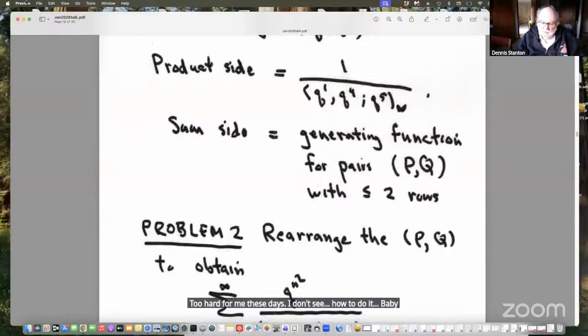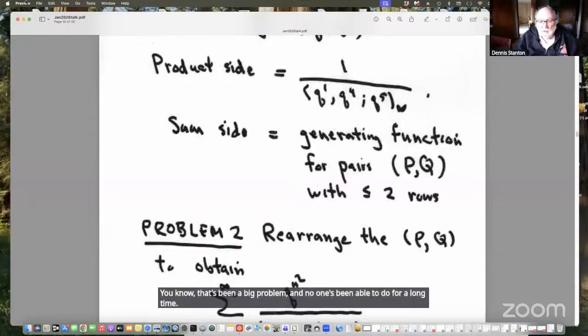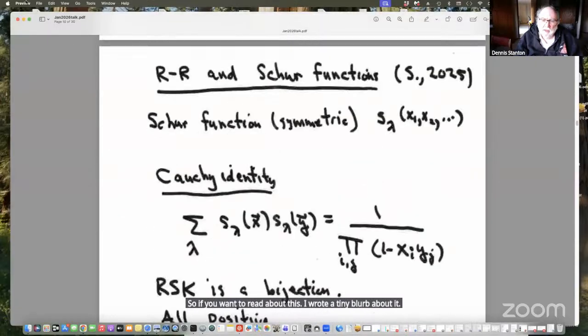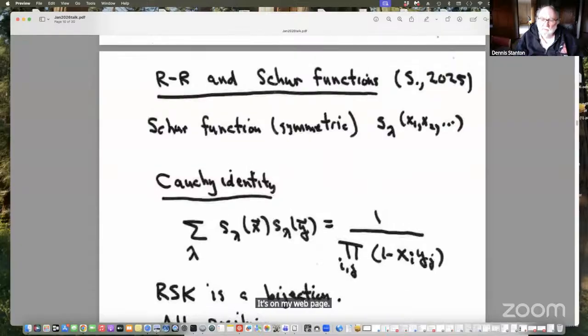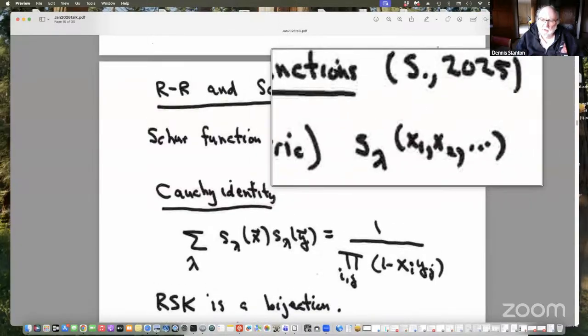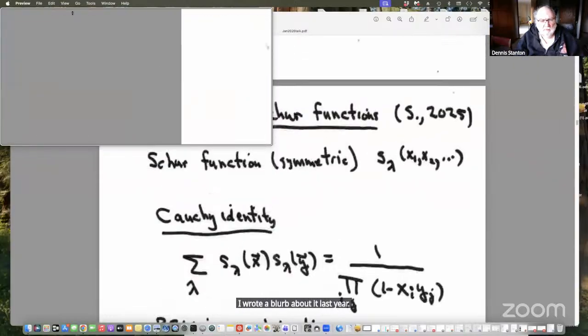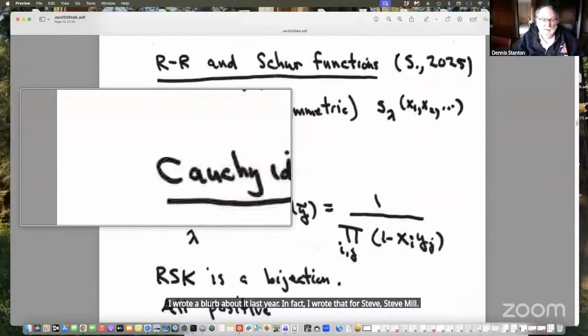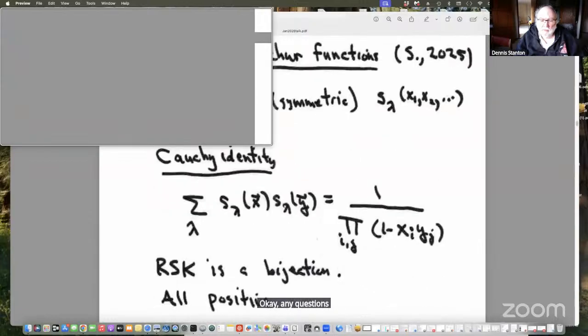Maybe with ChatGPT or some other clever device, you might be able to do this, and you'll solve this problem of McMahon. You know, that's been a big problem that no one's been able to do for a long time. So if you want to read about this, I wrote a tiny blurb about it. It's on my webpage. I wrote a blurb about it last year. In fact, I wrote that for Steve Milne. Okay, any questions about this problem? That's problem number 2.